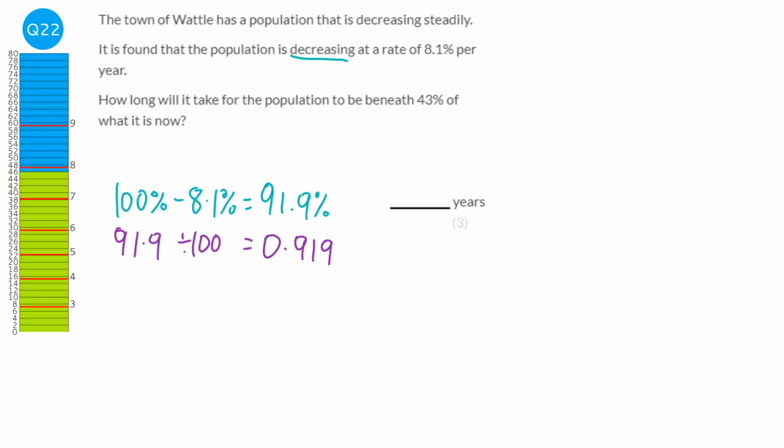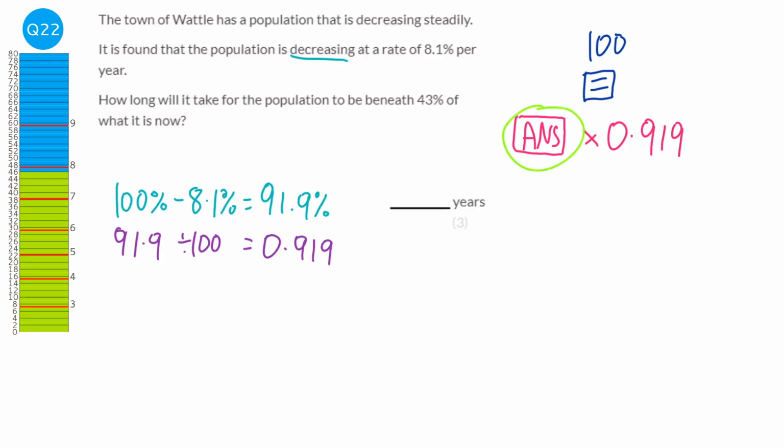Now there aren't any amounts given to us in this question, so we're just going to make one up. We're going to say that the population is 100, okay? And what we're going to do is type in 100 into our calculator, and then we're going to press the equals button. Now what that does is it stores the 100 in the calculator's memory. And it's basically this next line that's the crucial bit. We're going to type in answer, which at the moment is that 100, times 0.919. And what that does is it says what the current answer is, we're going to decrease it by 8.1%. We're going to times it by that multiplier.